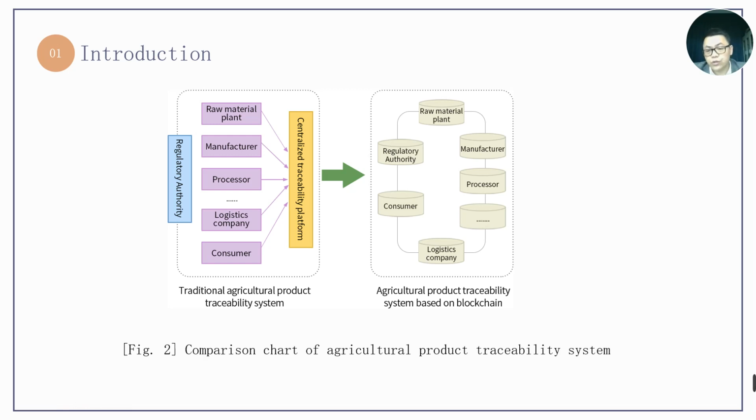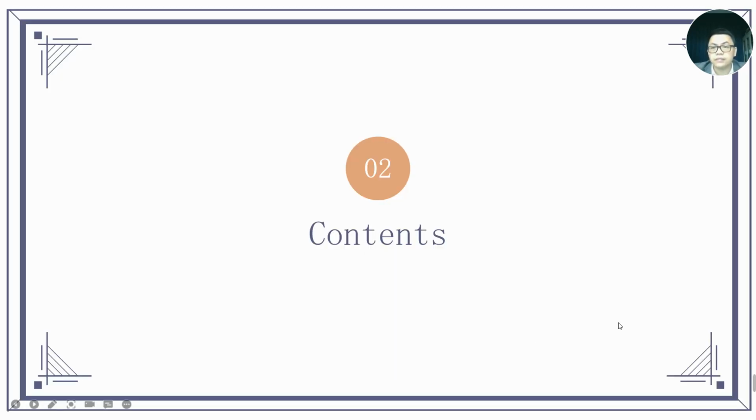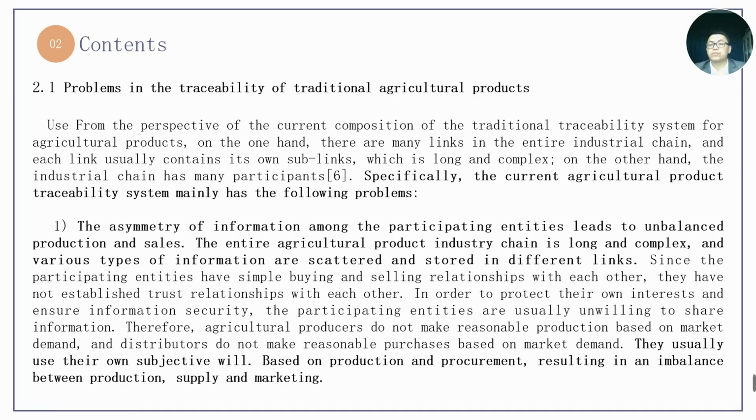As we can see, figure 2 is the comparison chart of agriculture product traceability system. The left picture is the traditional agricultural product traceability system, and the right picture is the agriculture product traceability system based on blockchain. Section 2 Contents. 2.1 Problems in the traceability of traditional agricultural products.